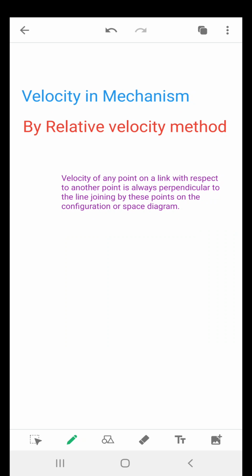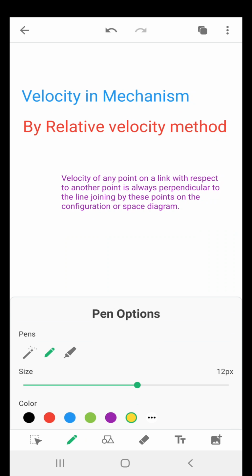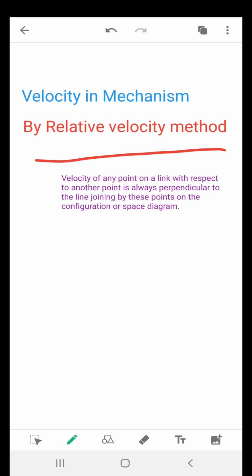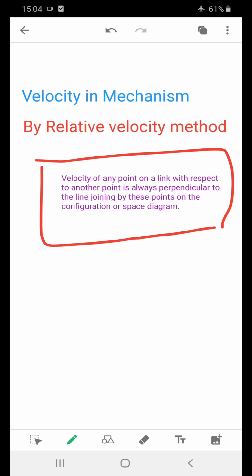Hello students. In this lecture, we are going to discuss velocity in mechanism by relative velocity method. So first of all, the principle of relative velocity method is: velocity of any point on a link with respect to another point is always perpendicular to the line joining these points on the configuration or space diagram. So let us see how this principle works.